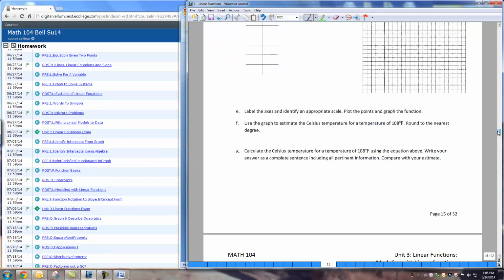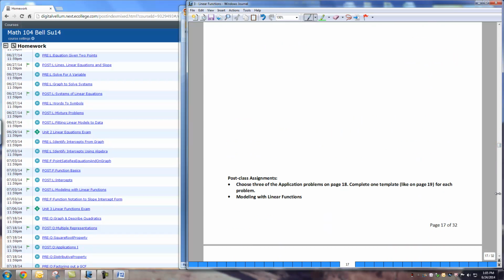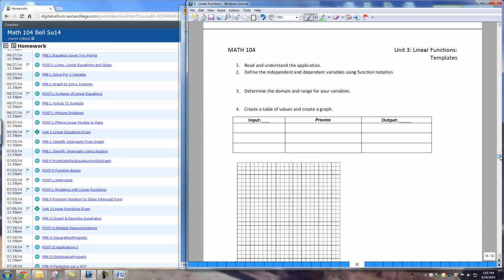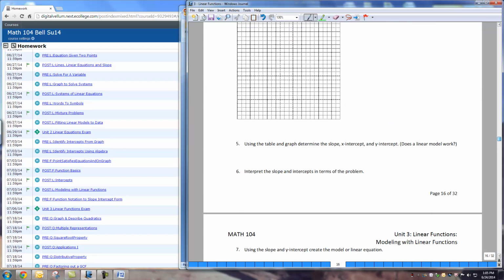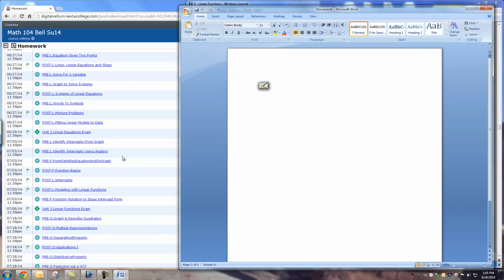So these questions, notice down here at the bottom, it says choose 3 of the application problems on page 18. Complete one template like page 19 for each. So I'm basically modeling what you have to do for these templates. Okay? But I'm not going to do any of these 7 problems. I'm going to do this problem. Alright? So my name, put your name, and then give it a title.